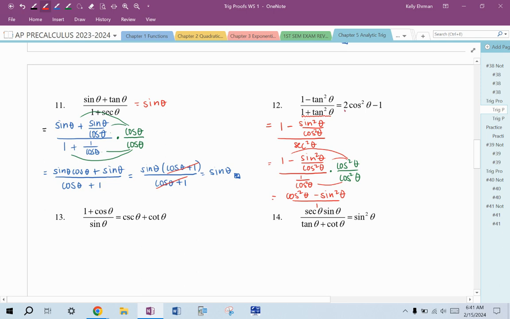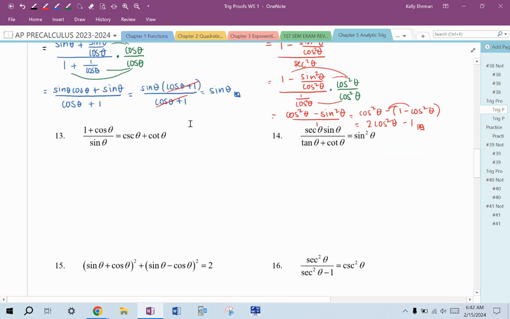Now look to the right side. You're trying to get 2 cosine squared, so there's no sine squared anywhere. That means that you should sub out your sine squared with a 1 minus cosine squared. That's the rearranged Pythagorean identity that we've used quite a bit. And if you do that and distribute the negative, you're going to get cosine squared plus cosine squared, so 2 cosine squared theta, and then the 1 becomes a minus 1, and that's what we were trying to prove.